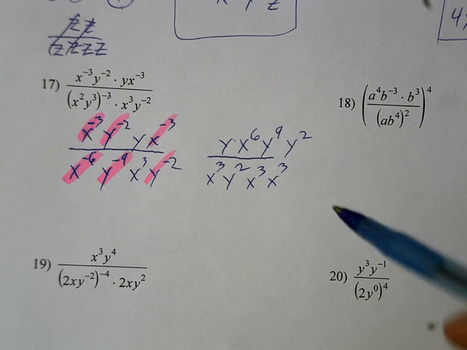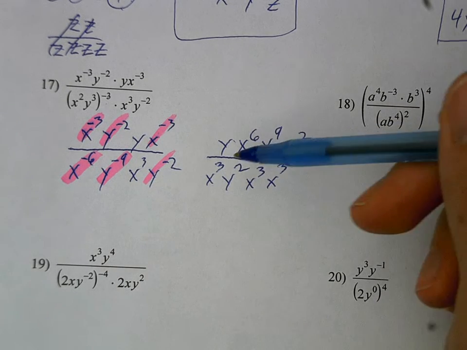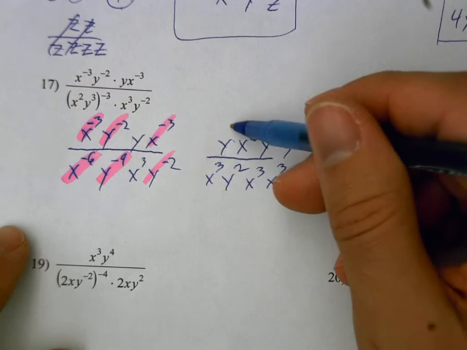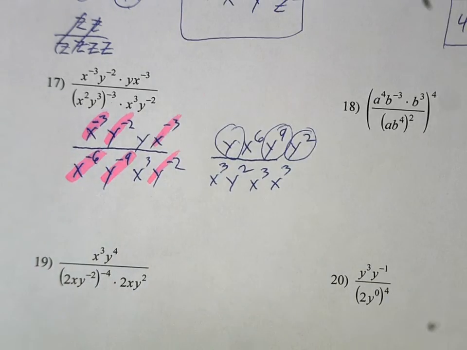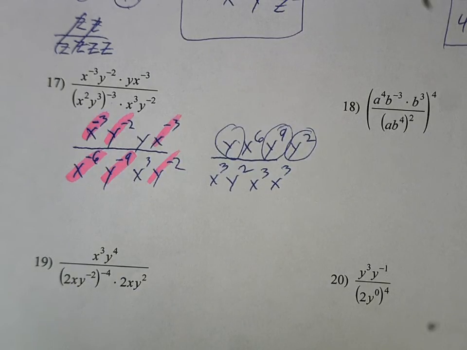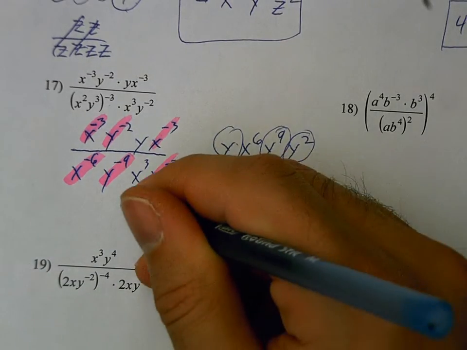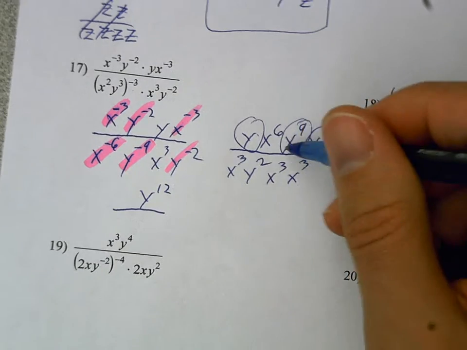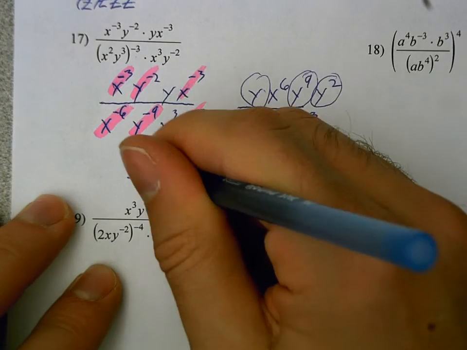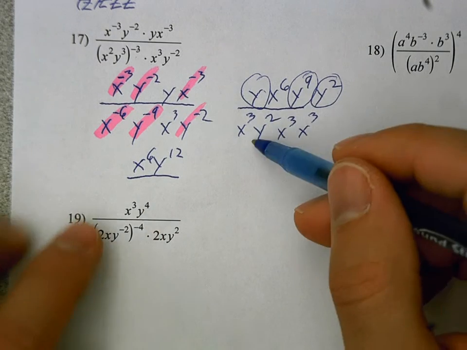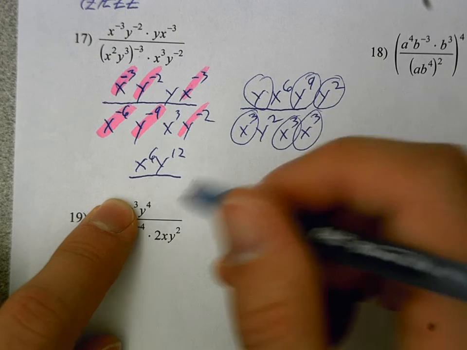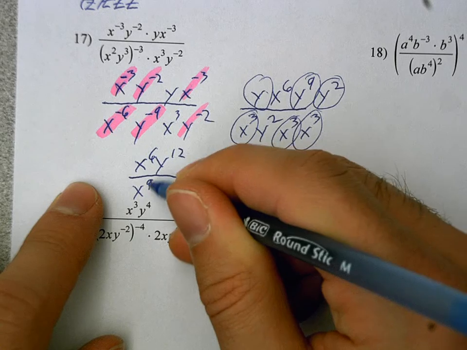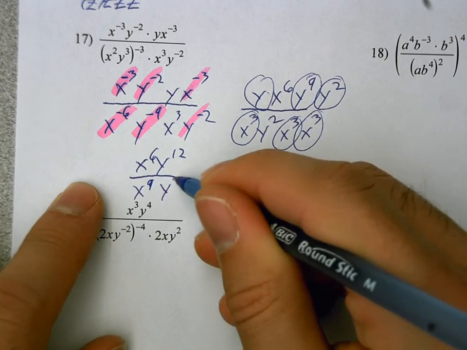Now, let's start with getting all the ones on the top combined and all the ones on the bottom combined. So I see 1, 9, and 2. How many total y's do I have on the top? 12. Does that make sense to everybody? 1, 9, 2 makes 12 y's on the top. And then I just have that x to the 6th on the top. Nothing to combine with that one. On the bottom, I have 1, 2, 3, 4, 5, 6, 7, 8, 9 x's. x to the 9th power, and then y squared. This is looking nicer and nicer.